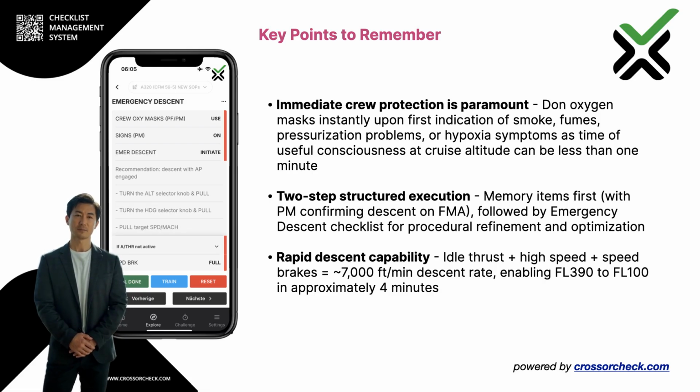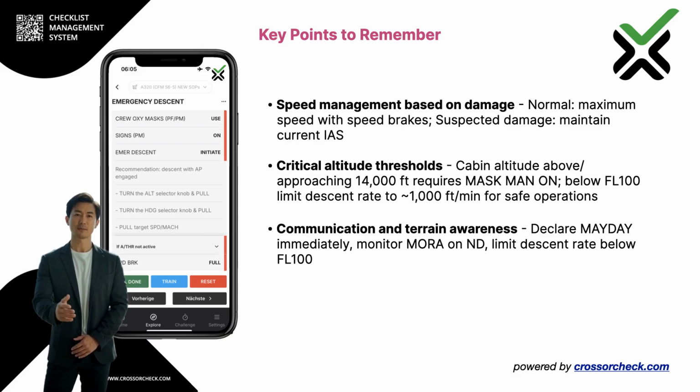Rapid descent capability. Idle thrust plus high speed plus speed brakes equals approximately 7,000 feet per minute descent rate, enabling flight level 390 to flight level 100 in approximately 4 minutes. Speed management based on damage. Normal: maximum speed with speed brakes. Suspected damage: maintain current IAS. Critical altitude thresholds. Cabin altitude above or approaching 14,000 feet requires mask man on. Below flight level 100 limit descent rate to approximately 1,000 feet per minute for safe operations.